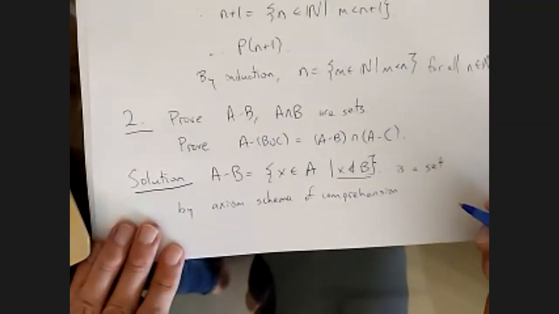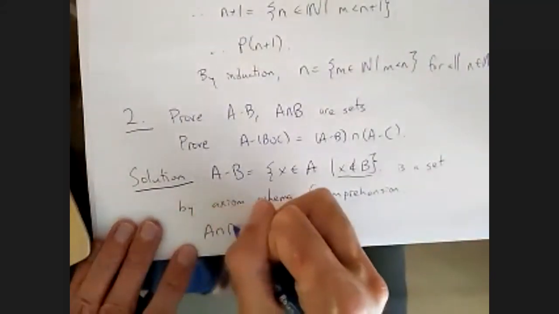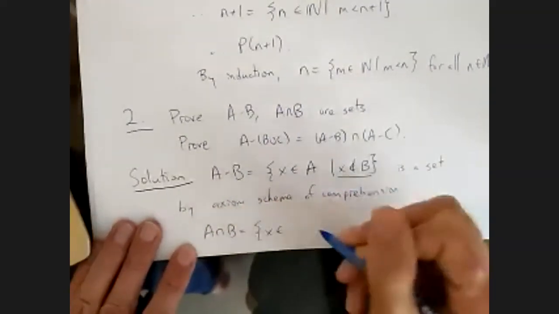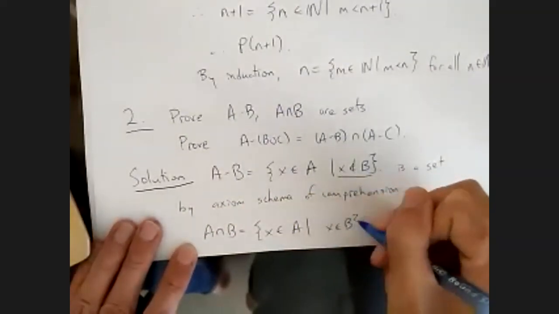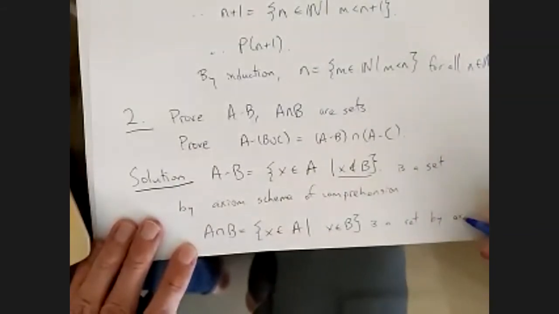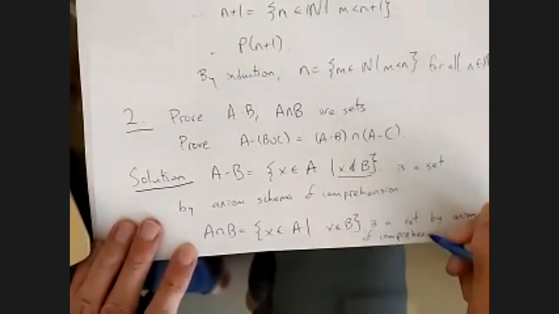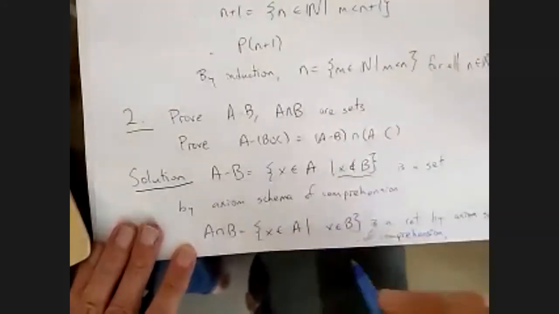Okay, what about A intersect B? You can look at this as a set by the axiom schema of comprehension. Again, our property is that X is in B, and our set is A.